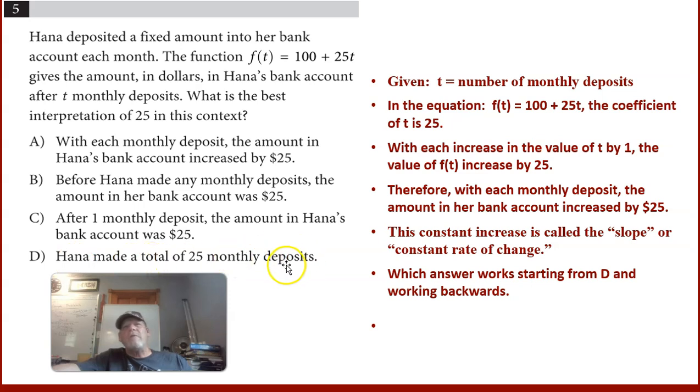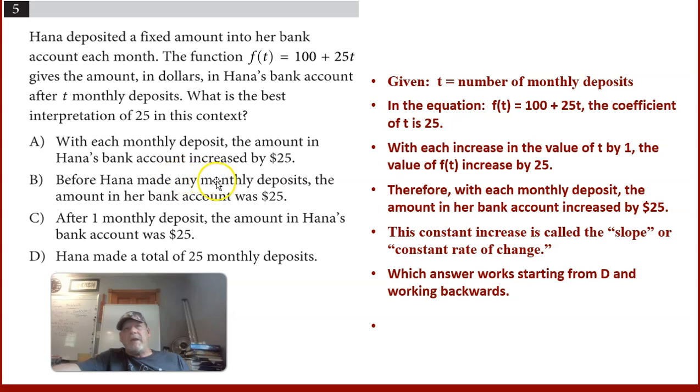Hannah made a total of 25 monthly deposits. That's not what it's saying. It's saying it's going up by 25, right? So D's not it. After one monthly deposit, the amount in Hannah's bank account was 25. That's not true because you have 100 plus after one. That would be 125 after one.